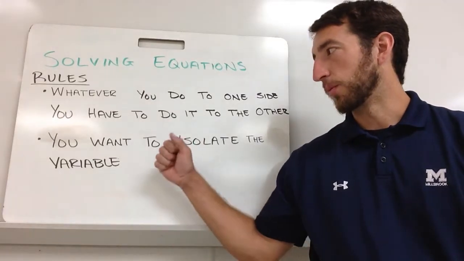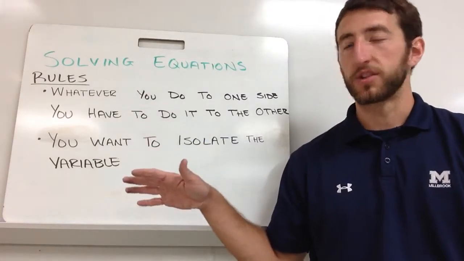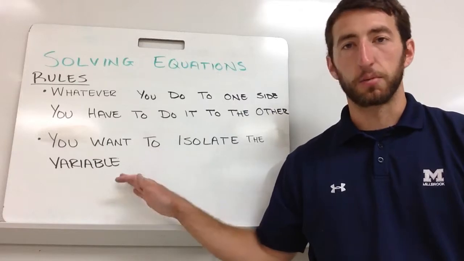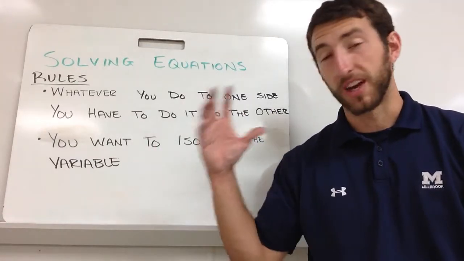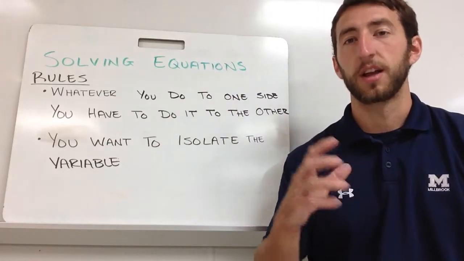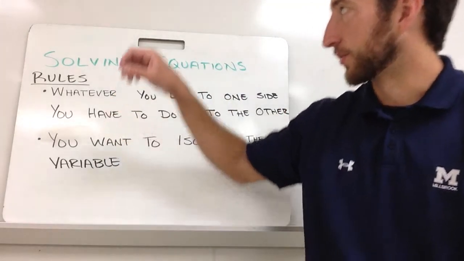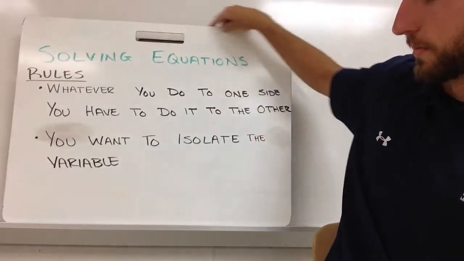The other thing is that our goal whenever we're solving these equations is to isolate the variable, whatever it is, whether it's x or y or a. We've got to get it by itself on one side of the equal sign, and everything else is going to be on the other side of the equal sign. So let's do a few examples.